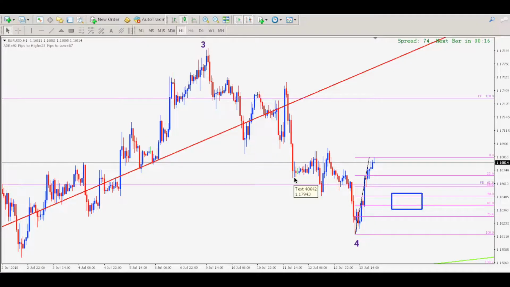And this box holds the 50 and the 618. These are two very important levels when it comes to retracements and pullbacks. When price tends to pull back or retrace, it tends to hit one of these two levels on your Fibonacci tool. So we're looking for price to hit within this range.